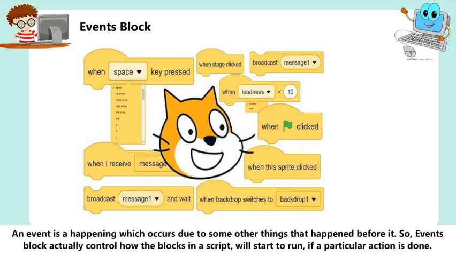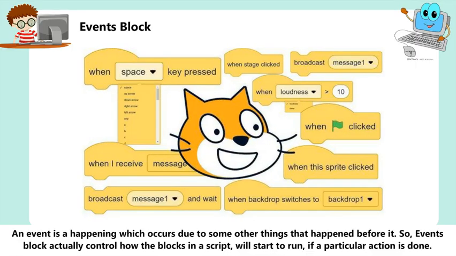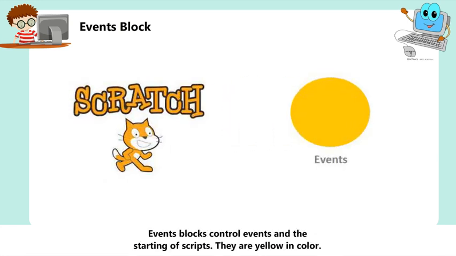Events block. An event is a happening which occurs due to some other things that happened before it. So, events block actually control how the blocks in a script will start to run if a particular action is done. Events blocks control events and the starting of scripts. They are yellow in color.